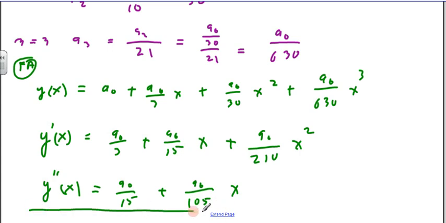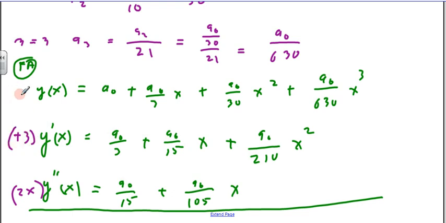Okay, not a whole lot of terms, but maybe enough to make a difference. I have 2x of those guys. I've got plus 3 of them, and I've got minus of that guy. Okay, so I've got minus 1a0 plus 1a0. That goes away. When I get done, I better have 0.